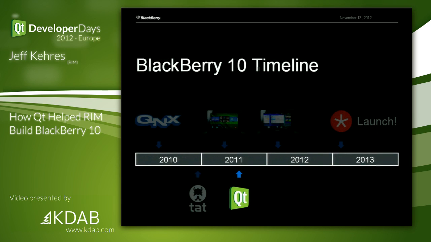So with the acquisition of Qnix and TAT, we had a UI stack and we had an OS kernel, but we needed to fill in the middle. And so that's where Qt entered the picture in the summer of 2011.